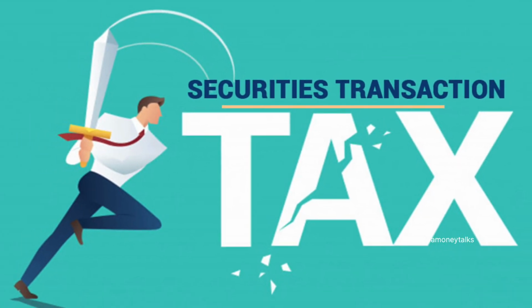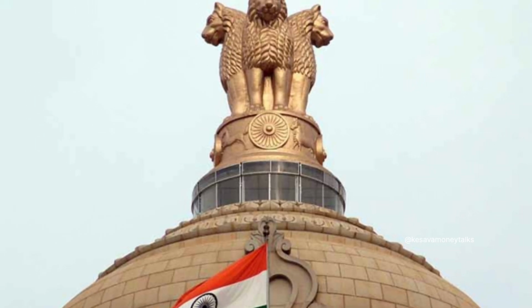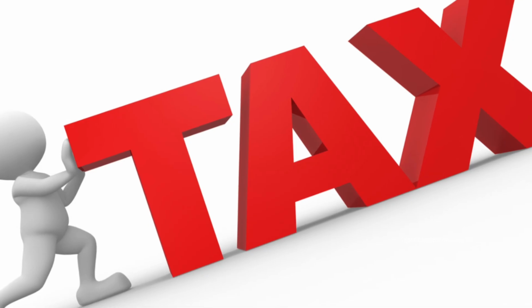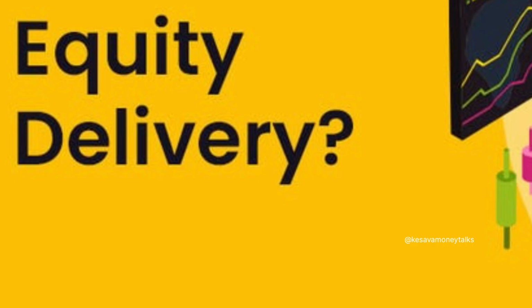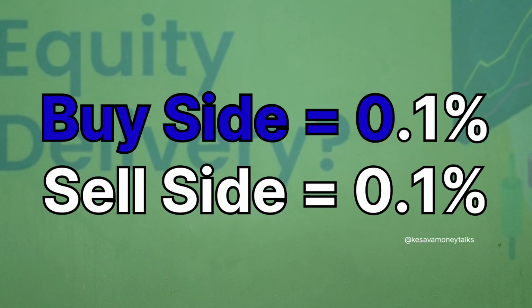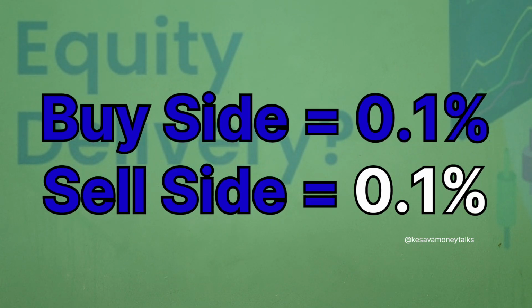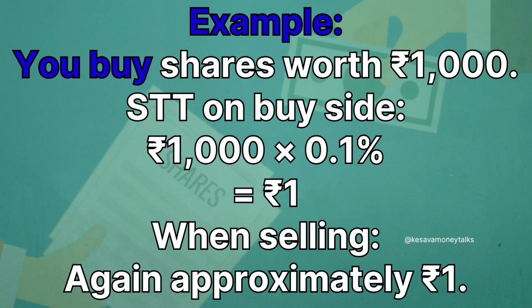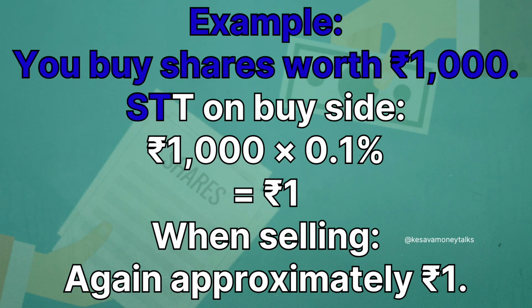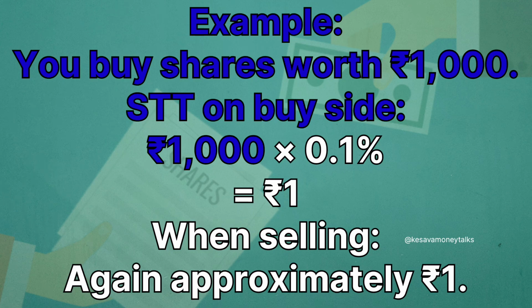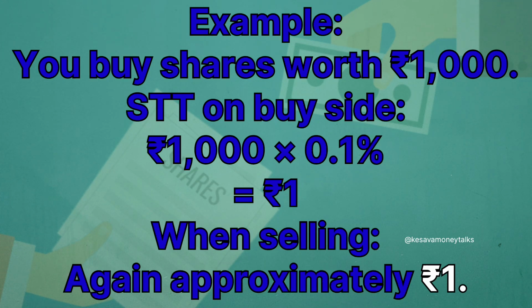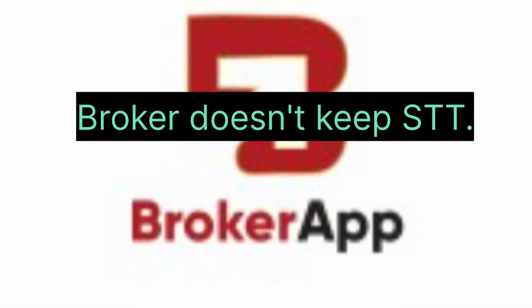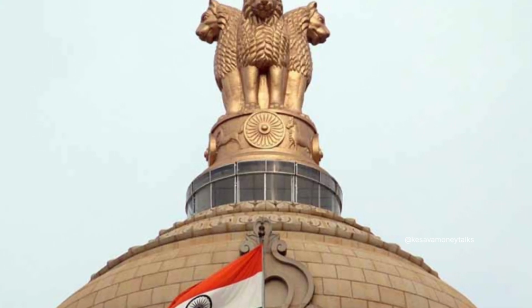And part 3, STT. Full form: Securities Transaction Tax. Who receives it? Government of India. Why was it introduced? To tax stock market transactions. Typically, equity delivery rate: buy side 0.1%, sell side 0.1%. Example: you buy shares worth 1000, STT on buy side 1000 into 0.1%, so it becomes 1 rupee. When selling, again approximately 1 rupee. Important: the broker does not keep STT, the government receives it.